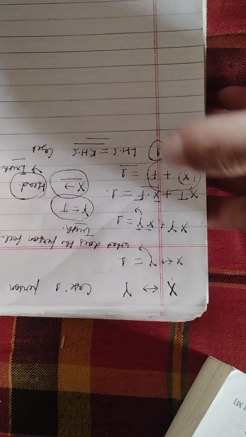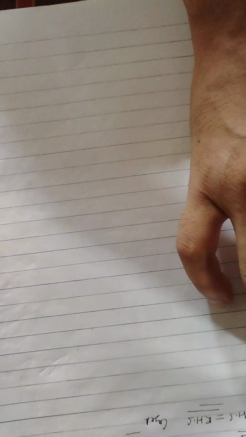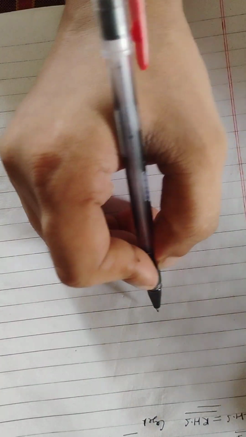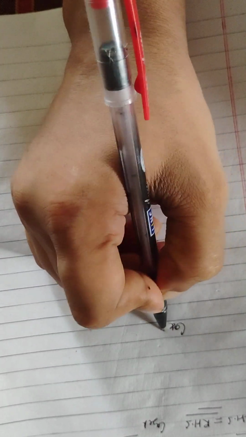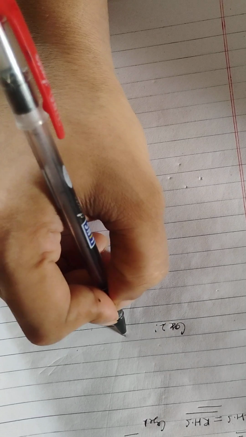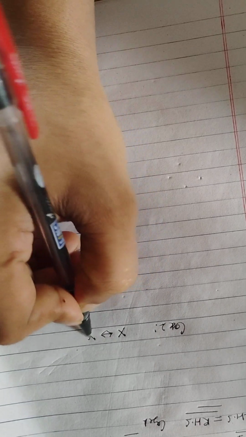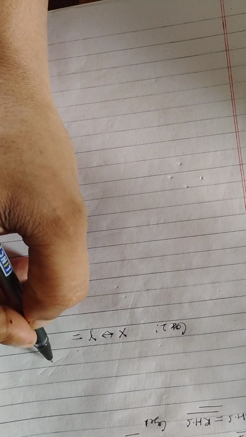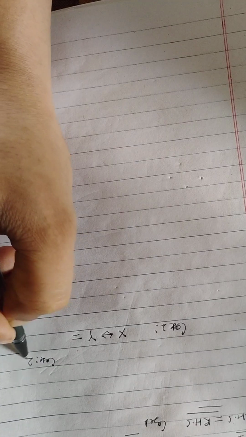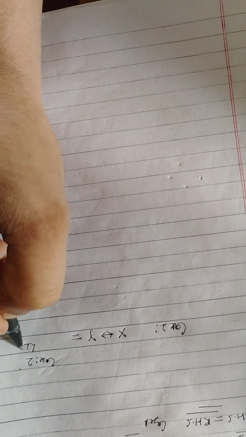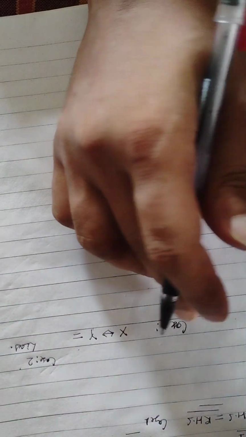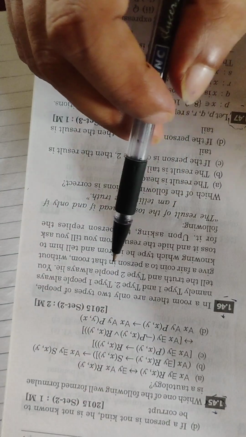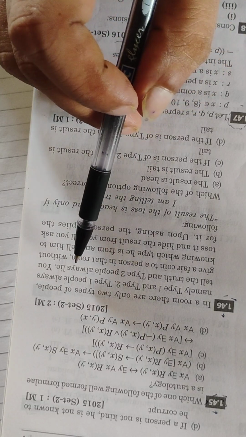Now let us see case 2. Let me solve it here. Case 2, let me write the formula again. X bidirection y should be equal to false. Why? The point is, in case 2 the person always lies. He doesn't tell truth, he always lies. You can see it here. Case 2, type 2, people always lie. Okay, let us say that he lies.